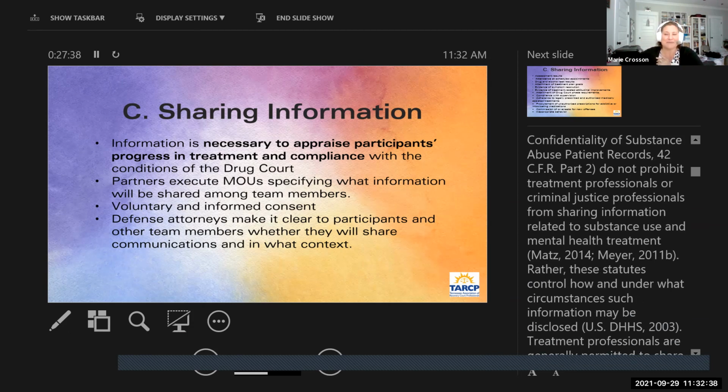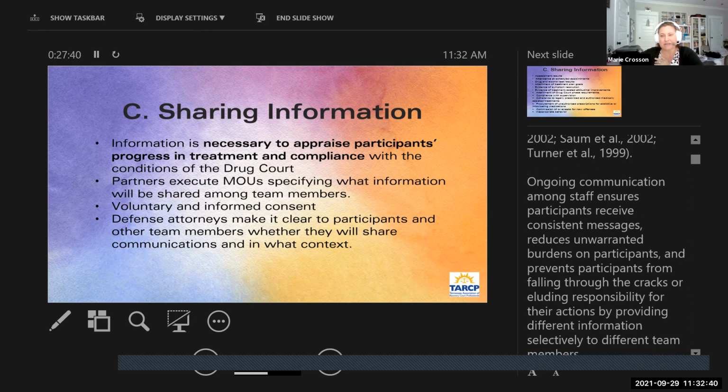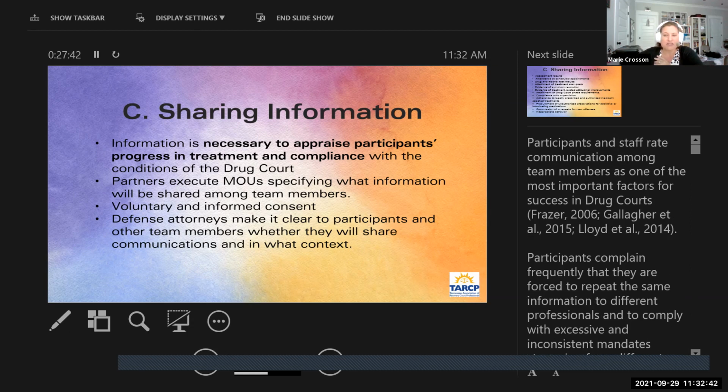Let's talk about the confidentiality a little bit. So we do need releases of information from all the participants. They need to be voluntary. They need to sign consent. They need to know who they're signing the consent for, and they need to know the specific information.